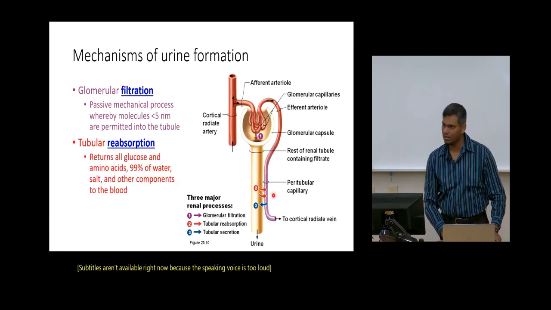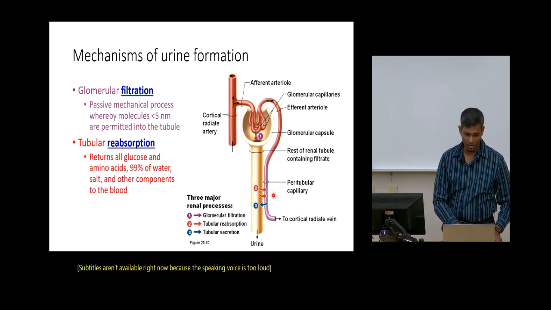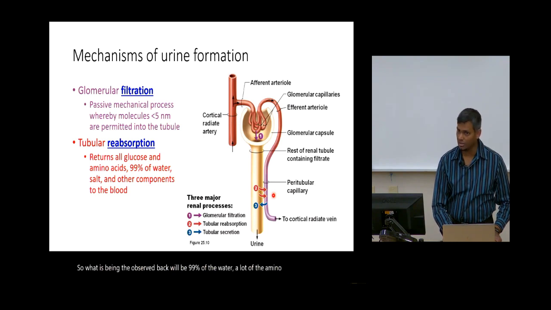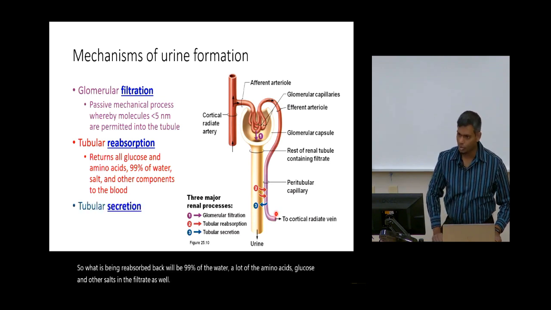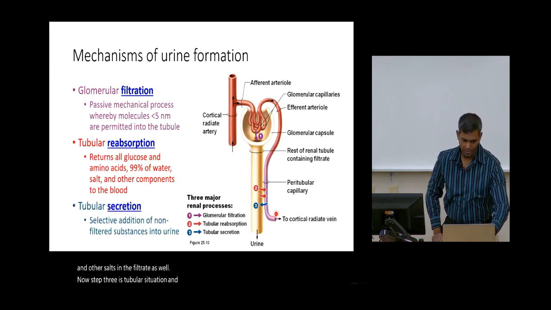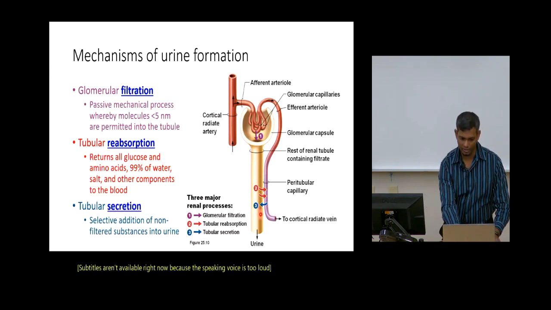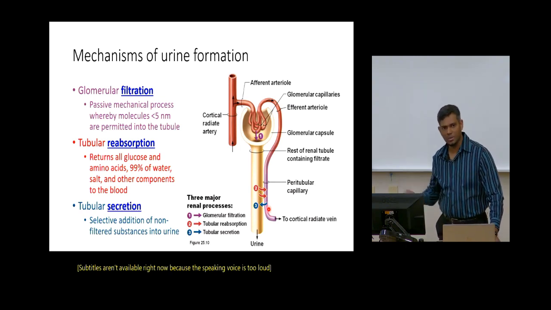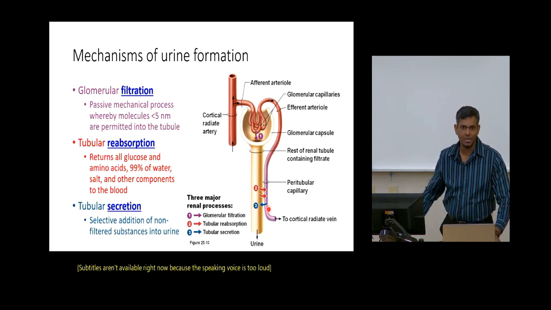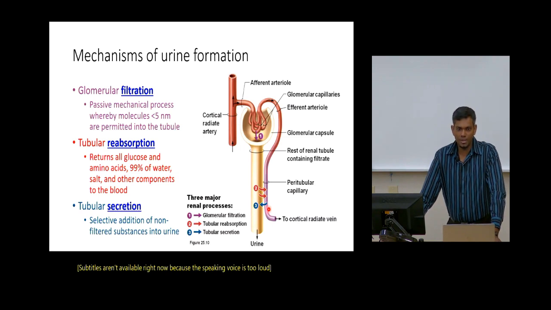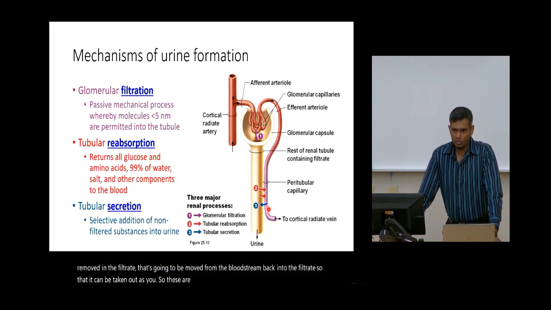So what is being reabsorbed back will be 99% of the water, a lot of the amino acids, glucose and other salts in the filtrate as well. Now step 3 is tubular secretion, and if there were some toxins or drugs which were not removed in the filtrate, that's going to be moved from the bloodstream back into the filtrate so that it can be taken out as urine.